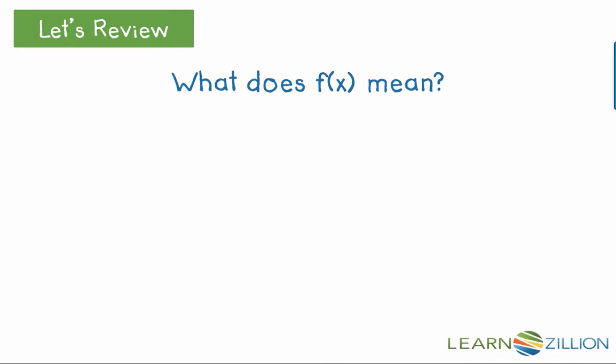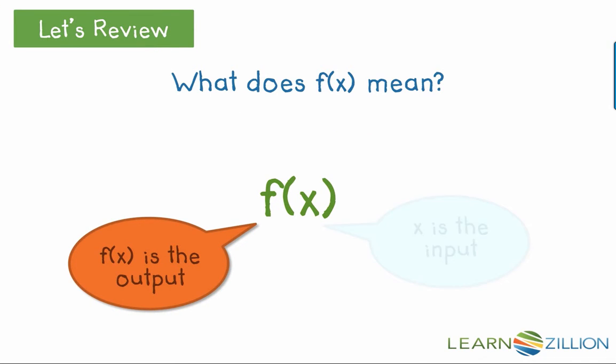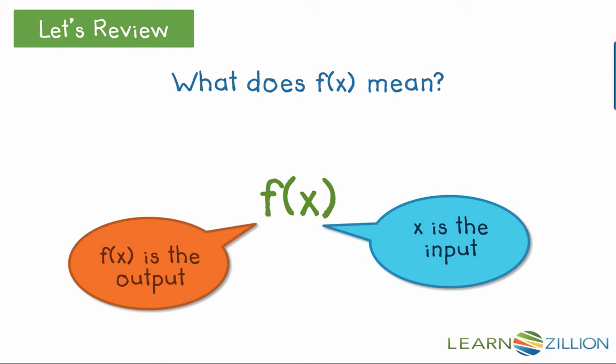So if f of x doesn't mean f times x, what does it mean? Well, if you see f of x, or any form of it, it means that we have identified this relation as a function. But f of x on its own means that f of x is my output when x is my input. F of x is simply taking the place of y as our output.